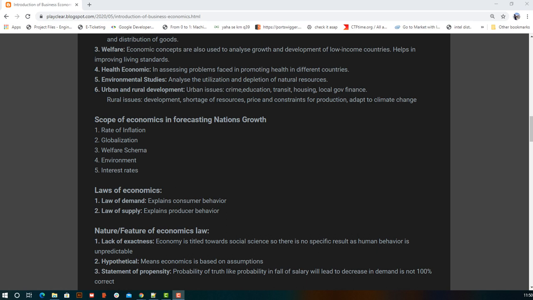Next we have globalization, which is trade, import, and export between countries. Next is the welfare scheme, like we have studied about health economics and welfare. So those two points come under the welfare scheme. Next, environment is the same as environmental studies. Interest rate is simply the interest paid on the amount that is borrowed for a specific period of time.